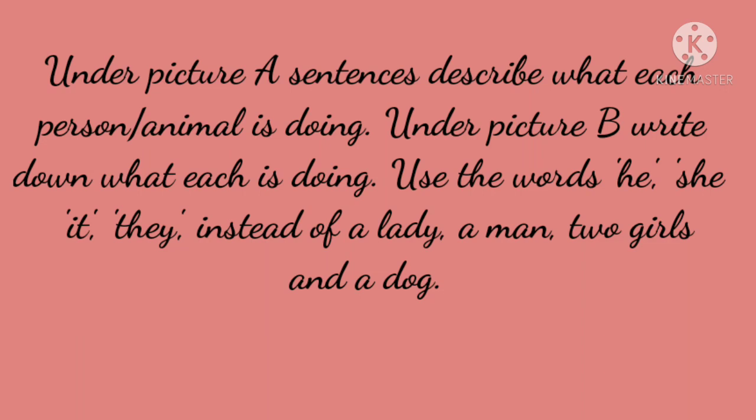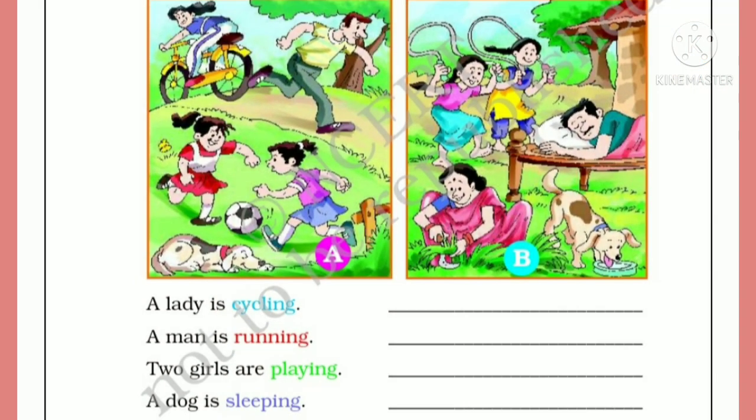Under picture A sentences, describe what each person or animal is doing. Under B, write down what each is doing. Use the words he, she, it, they instead of a lady, a man, two girls and a dog. Under picture A, sentences describe what each person or animal is doing, like a lady is cycling, a man is running, two girls are playing, a dog is sleeping.